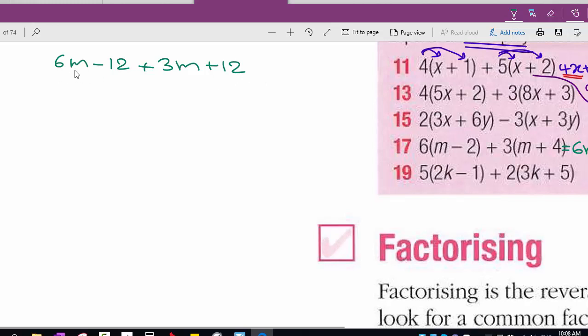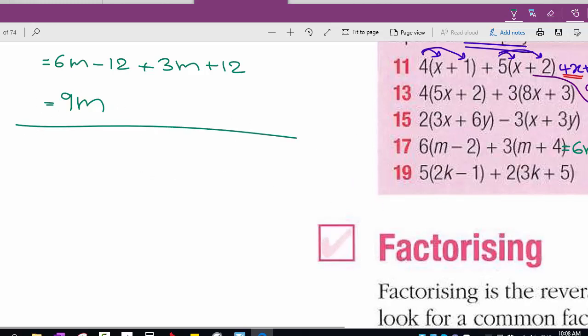Simplify this. 6m and 3m are like terms. Positive and negative 12 are like terms. So that gives 6m plus 3m, 9m. 12 minus 12 is 0. So the final answer of question 17 is just 9m.